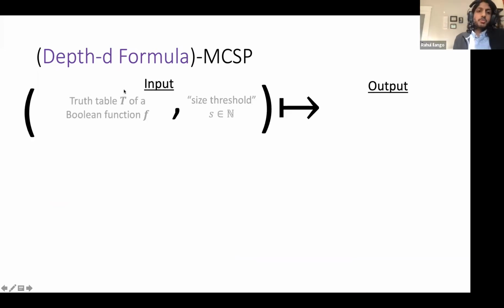You're still going to get the truth table of a Boolean function. You're still going to get a size threshold. But now the output is going to be, does there exist a depth D formula with at most S leaves computing F? And this is a very natural problem because maybe you're Intel and you want to build a highly parallelized circuit for computing some function, and you want to know how hard that is to do.